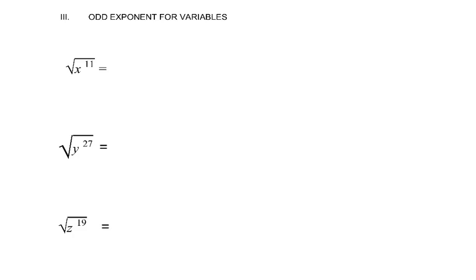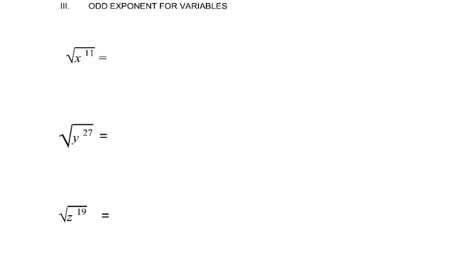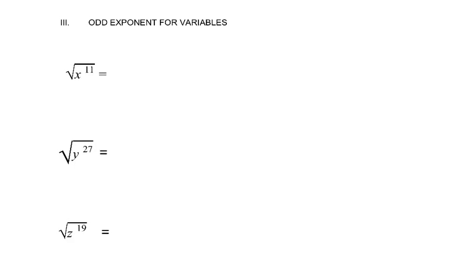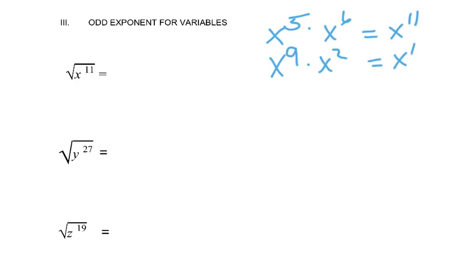Now, here's where it definitely gets a little bit more difficult, when we do not have an even exponent. So when you take a look at this next problem here, I've got x to the 11th. Well, there aren't two numbers that are the same that if I multiply together, I get x to the 11th. I could get x to the 5th times x to the 6th, which is x to the 11th, but they're not the same. I could get x to the 9th times x to the 2nd, which is x to the 11th, but they aren't the same. There aren't going to be two numbers that I multiply together that will give me that odd exponent. It's just not going to work.